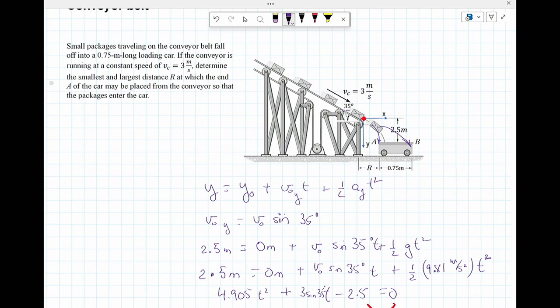Any questions on this? This is kind of like that Jaguar problem from last week where the Jaguar is jumping at an angle with respect to the ground.